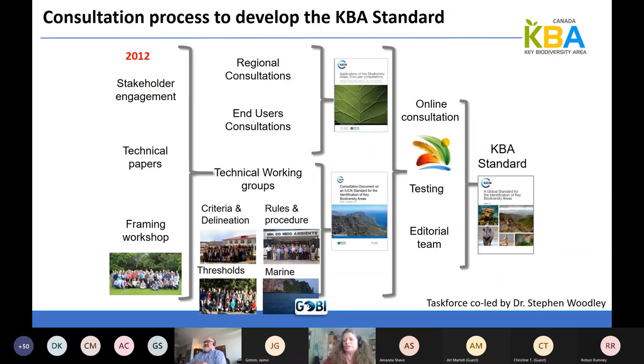And that was actually the first time that more Canadians became aware of the standard, because this was all developed mostly outside, internationally. And although there was obviously engagement in Canada with this, it was pretty minimal.